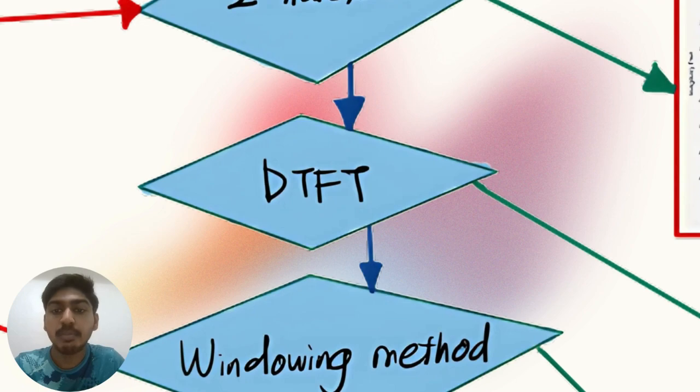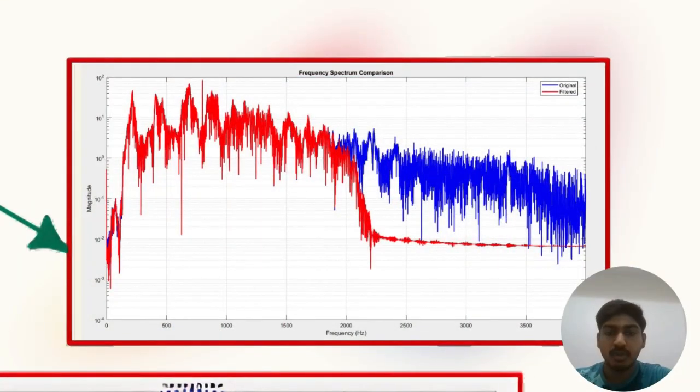It bridges the gap between the time and frequency domains, allowing for a deeper understanding of how signals behave and how they can be manipulated. Let's now dive into the findings and explore how the DTFT applies to our analysis. This is the finding that we will be focusing on for this DTFT part, which is a spectrum.